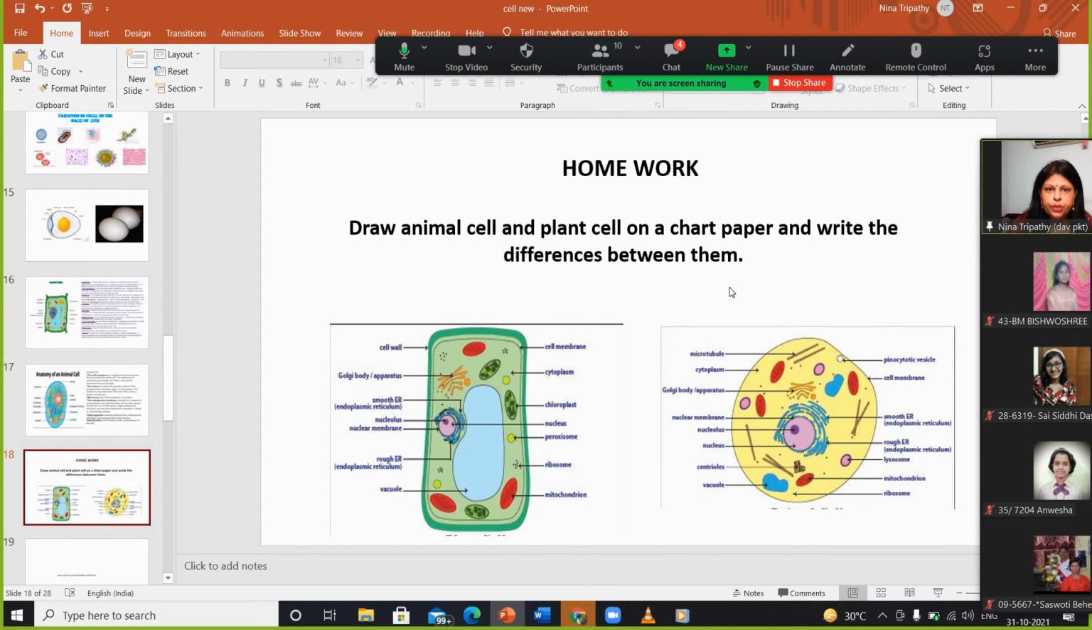Okay, then the next one is there. Here is the homework for you. Draw the animal cell and plant cell on a chart paper and write the difference between them. Okay.